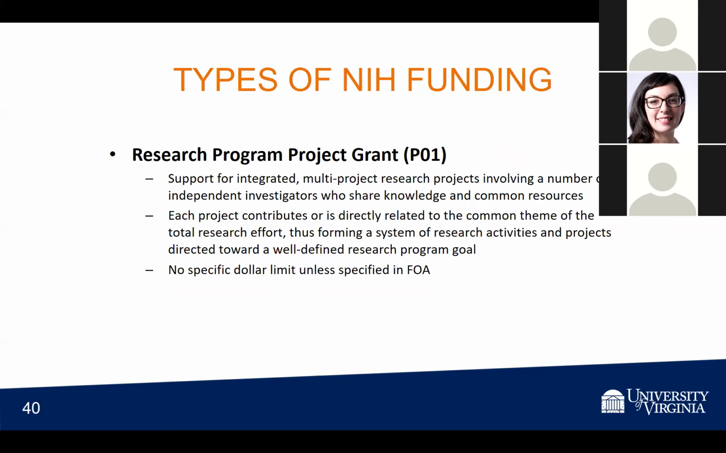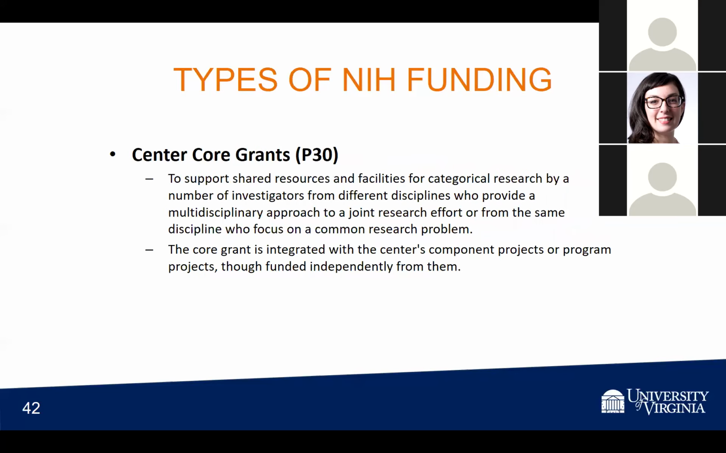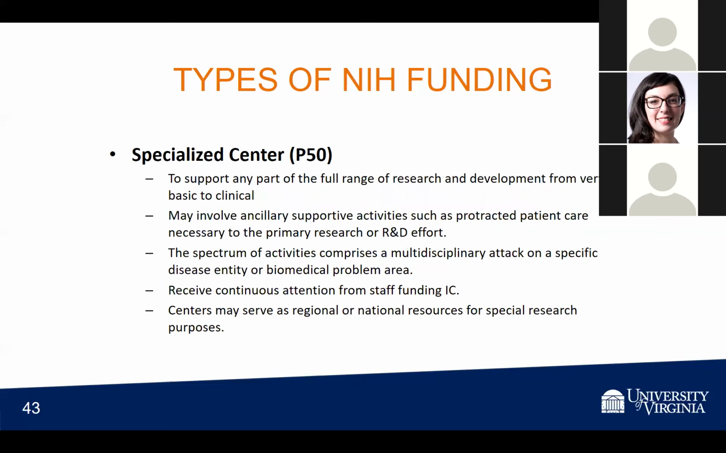The project grants, so the P01, P20, P50, these are multi-project research projects involving a number of independent investigators. There's not necessarily a specific dollar amount unless it's specified. On a lot of these, really important to read the funding opportunity announcements for specific requirements related to these programs. Exploratory grants is the P20. So this is used to support planning activities associated with large multi-project program grants. The P30, the center core grants. So these are used to support shared resources and facilities for a number of different investigators, maybe from different disciplines. And then the P50 is specialized center. And yeah, there could be big consortiums engaged, a lot of multidisciplinary activities going on in these programs.